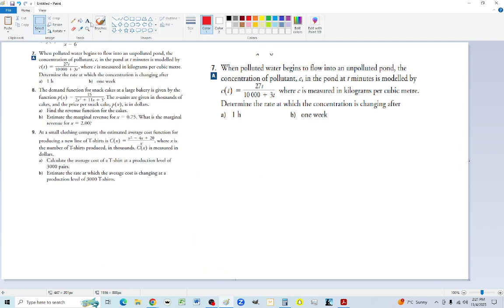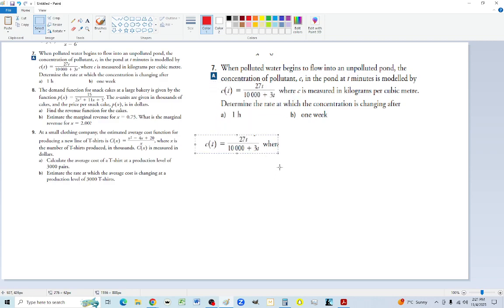This is water flowing into an unpolluted pond. The concentration of pollutant in the pond at t minutes is modeled by this. So there's some pollutant coming in if the pond was unpolluted, and this is in kilograms per cubic meter. Determine the rate of concentration, how fast it's changing, after 1 hour and 1 week.